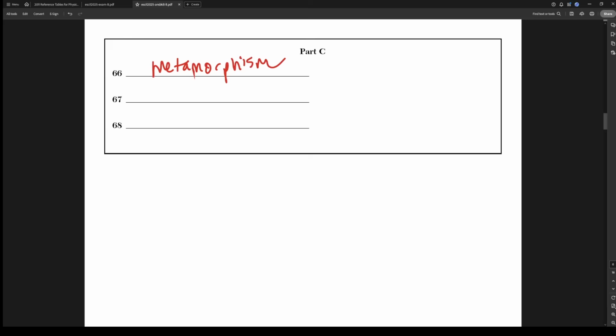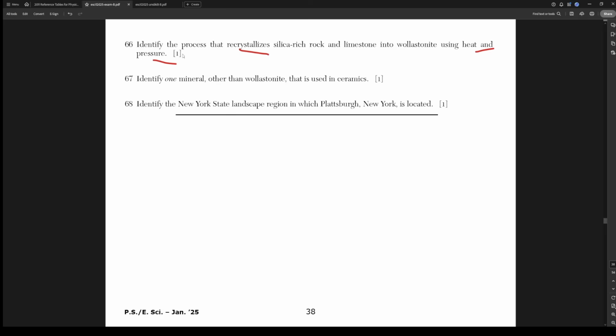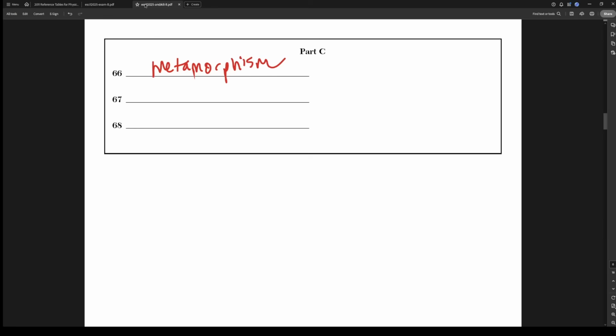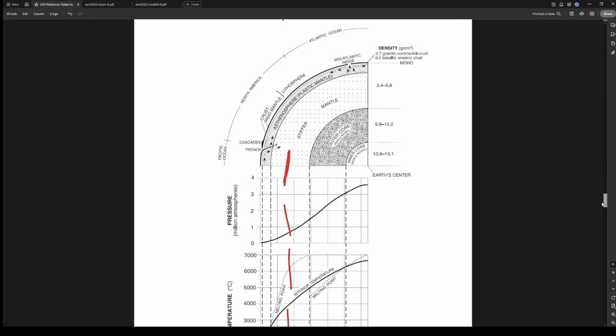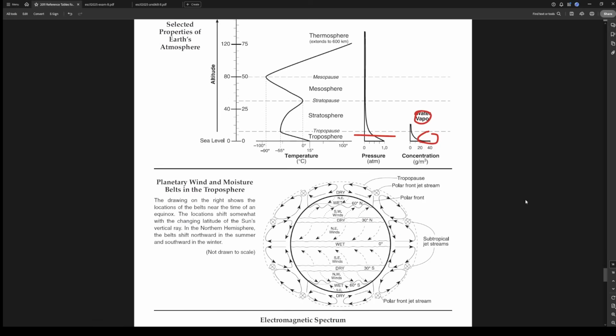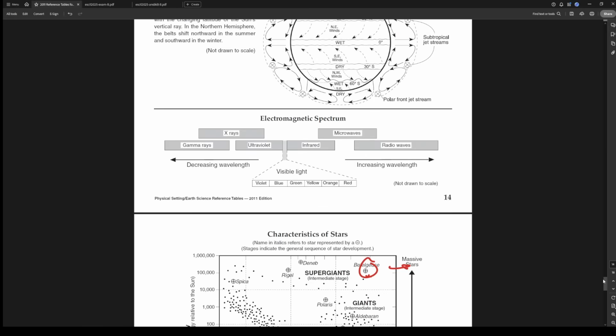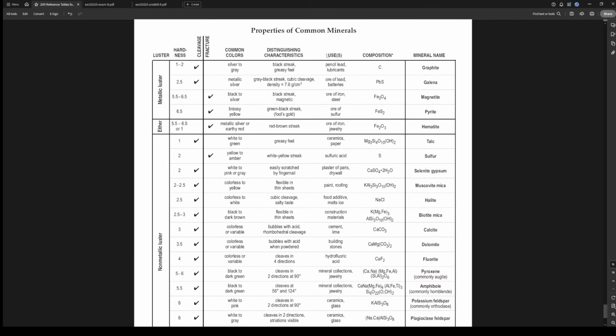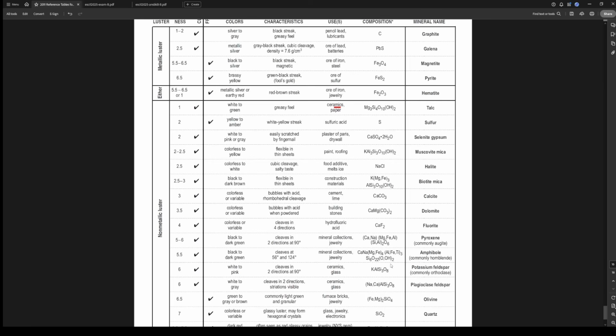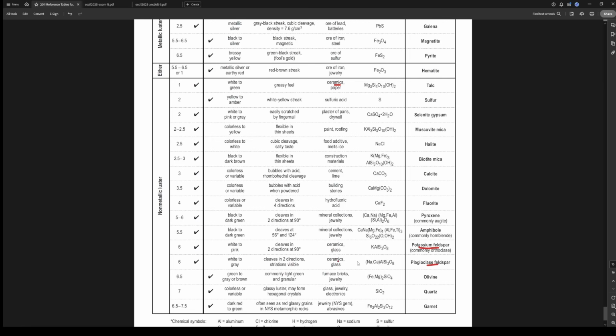67. What do we got? Identify one mineral other than wollastonite that's used in ceramics. Okay, so this is so easy. We're just going to go to our mineral chart and look for ceramics. Ceramics uses. Oh, right there. Talc. Anyone else? Ceramics. Yep. Potassium feldspar, ceramics, plagioclase feldspar. So 3 answers for that one.